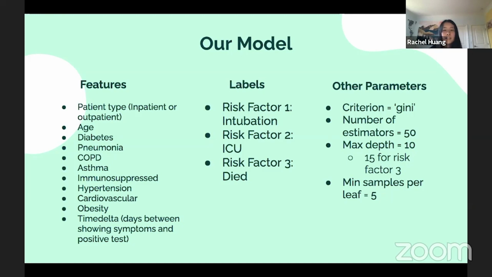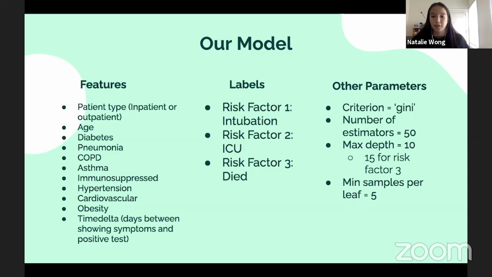Each model also returns yes or no for a given label, with the labels being the risk factor in question. For example, the model for intubation will return yes if this patient was intubated, or no, they were not. And like we said earlier, we actually had 3 separate models for each factor, and this meant that for the higher risk factors, we could use the lower risk factors as features. For example, we could use the intubated or ICU labels as features for the 3rd risk factor.